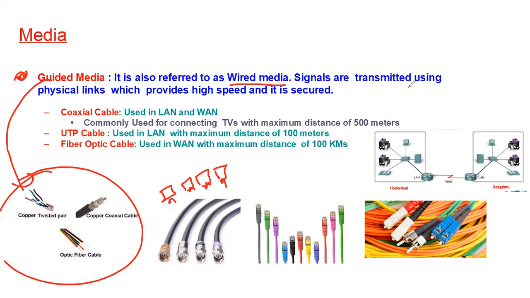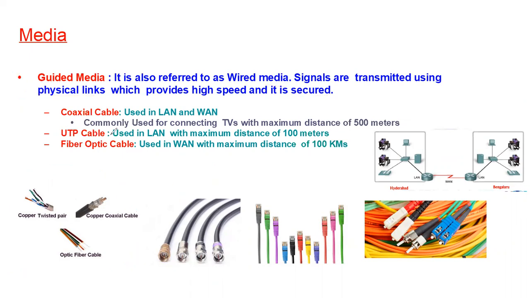Signals are transmitted using physical links, which provide high speed, and it is secure also. This guided media is nothing but the cable, and it will use either electromagnetic signals or light signals to transmit the data. When it will use the electromagnetic signal and when it will use the light signal, we will see. We have different guided media types: coaxial cable, UTP cable, and fiber optic cable.